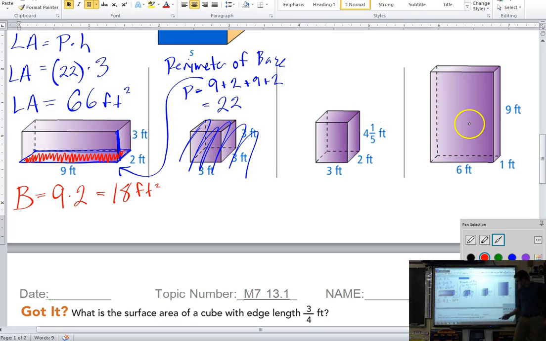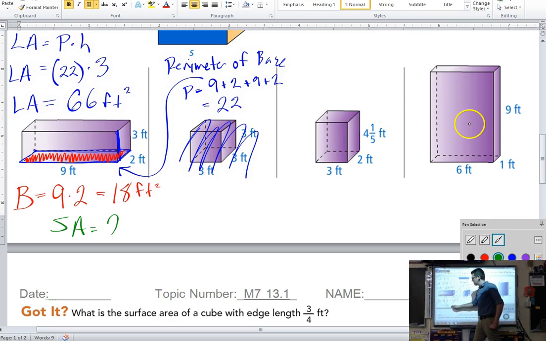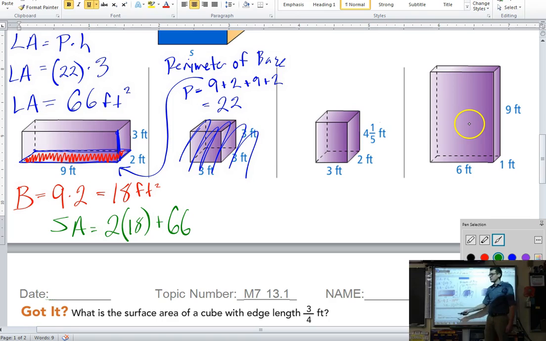To wrap it all together, and this is the step people forget, I gotta double this, because there's 2 of them. So to find surface area, I like to double my big B first, and then add my lateral area. You can switch the order around. You can do 66, then plus 2 times 18. Doesn't matter, you just got to double the base area, add the lateral area. This will be 36 plus 66 is 102. Anyone got verification for me? 66 and 36. We get 90, and then 12 should be 102.